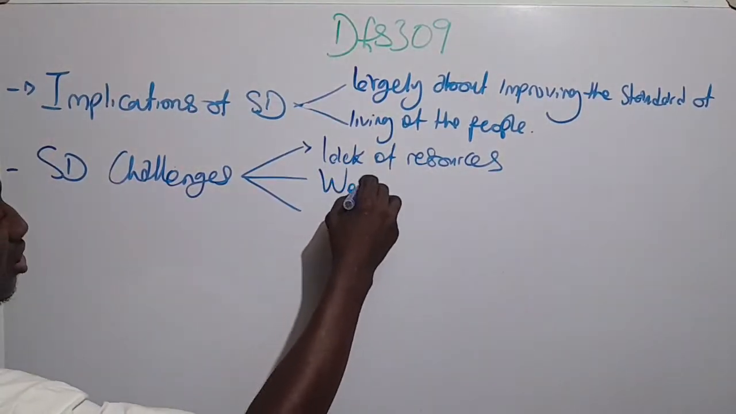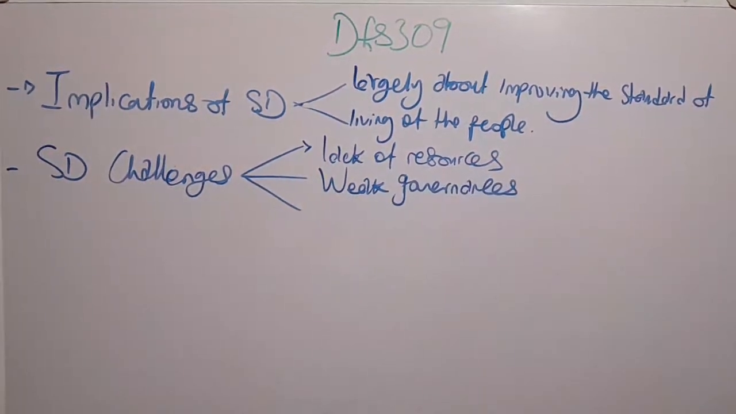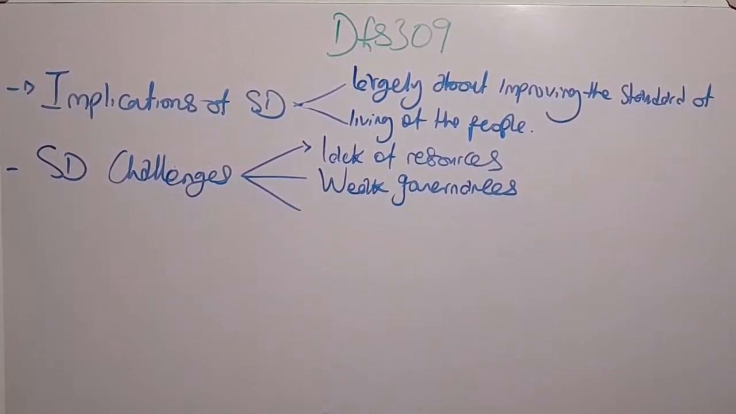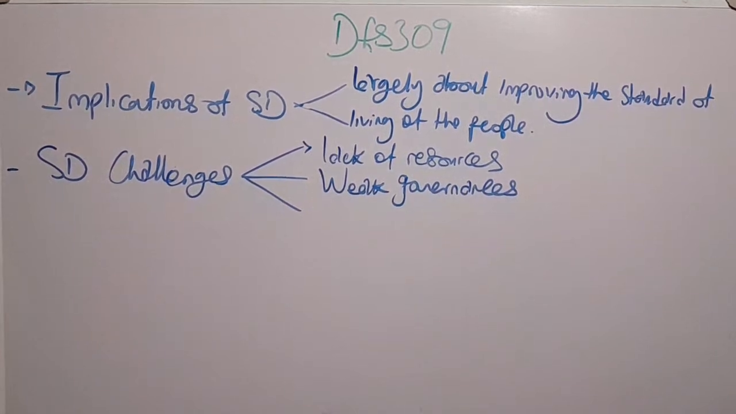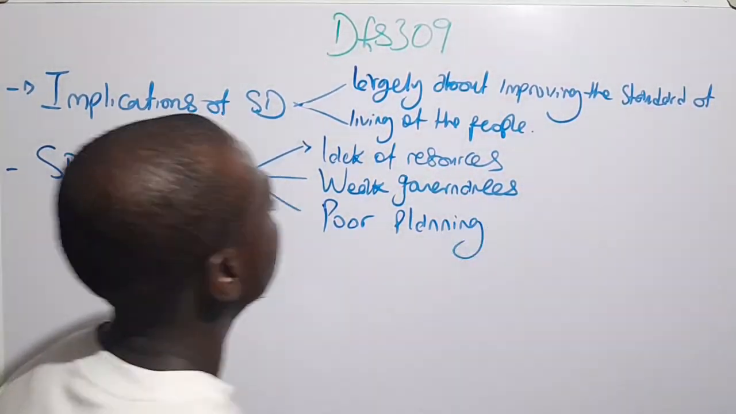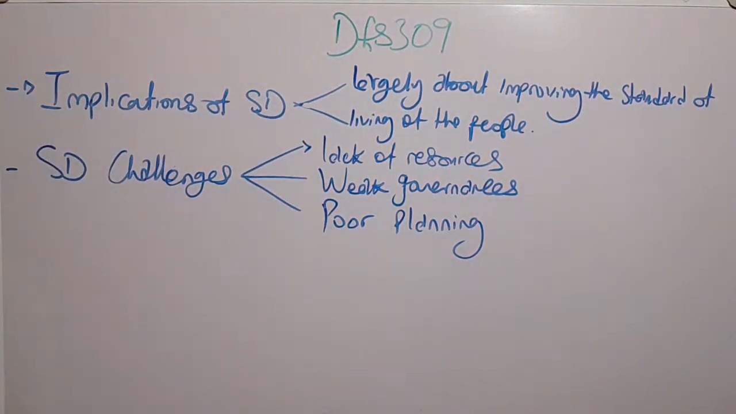We also have weak governance. If the government has little or no interest in the people, it can also be a problem for social development. It also says here that when there is poor planning, social development becomes a problem. As a matter of fact, planning is very important when it comes to social development. It goes a long way, so there has to be a very good strategy for that.